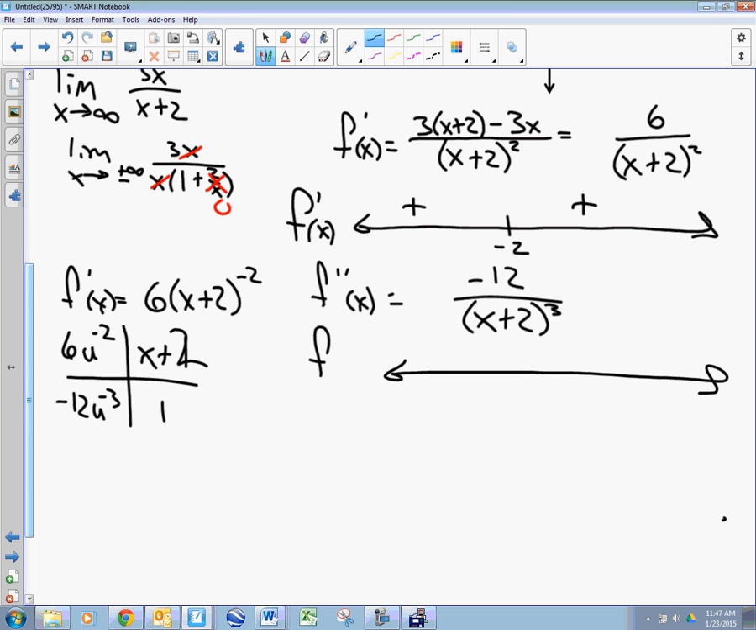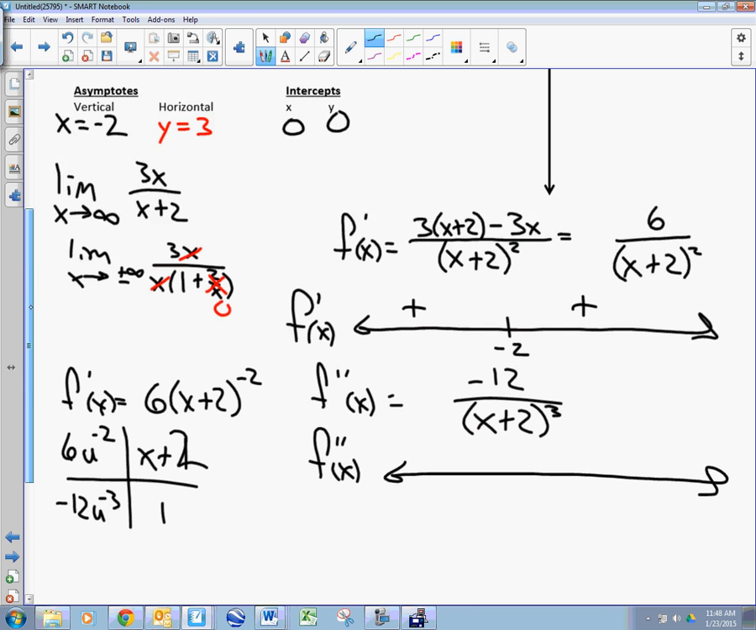Draw our number line for testing. True or false? This second derivative is never equal to zero. True, because the top can never be equal to zero. Negative 12 is never equal to zero. So, therefore, if it's never equal to zero, I do not have what? I do not have an inflection point.